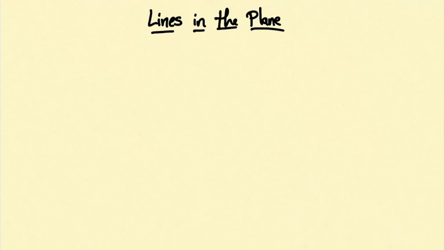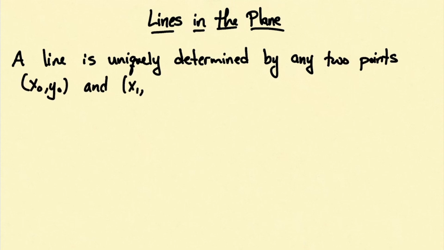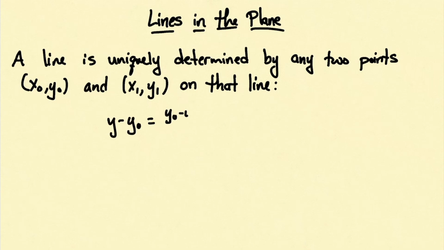Now that we understand how to interpret a linear combination of vectors with specified weights, it's worth taking some time to understand some simple examples of geometric objects that can arise as a set of linear combinations. So in R2, we know that a line is uniquely determined by 2 points, x0, y0, and x1, y1, that lie on the line. So you can always write down the equation of the line using point-slope form.